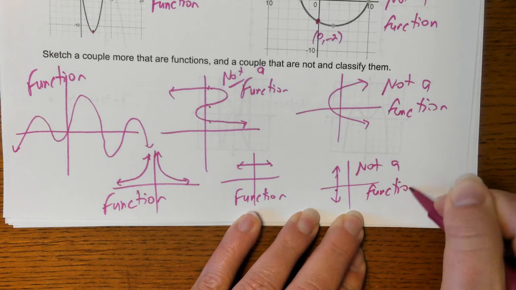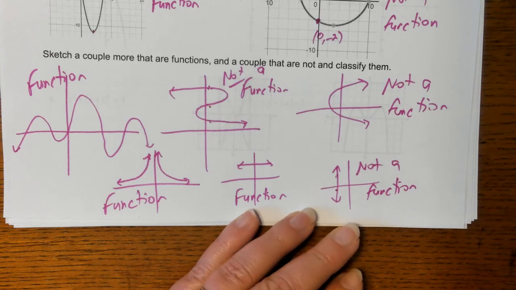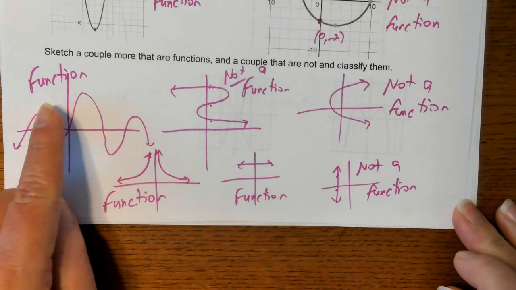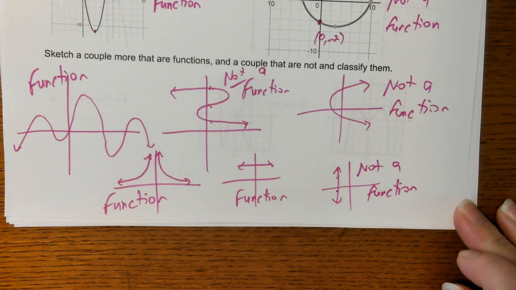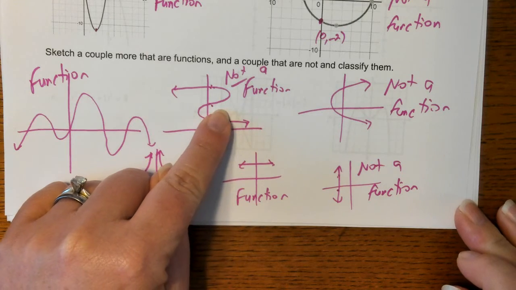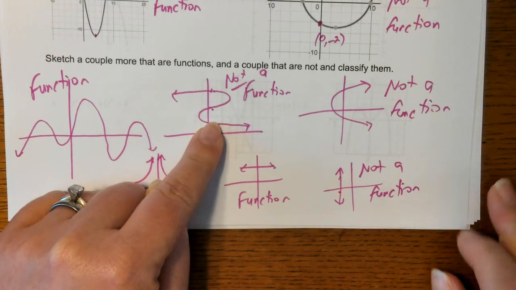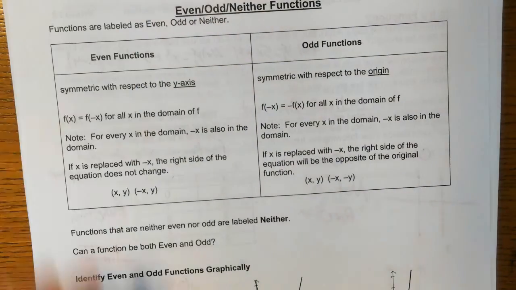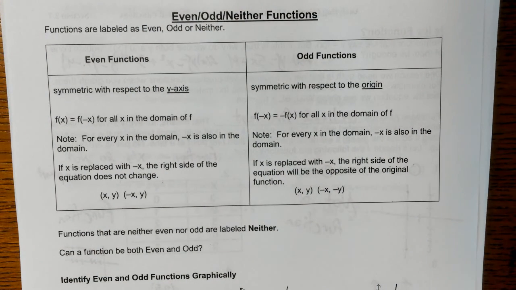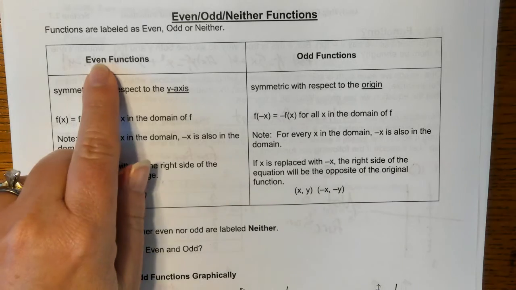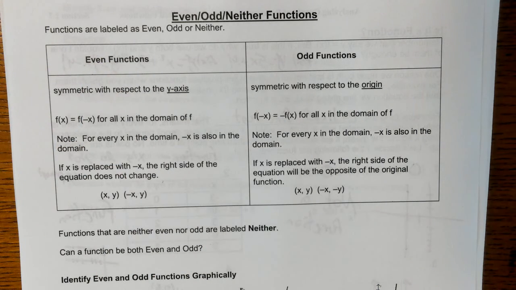So hopefully you could look at a graph and decide whether or not it's a function. If it is a function, then it's appropriate to use f of x instead of y. If it's not a function, then we can't use f of x. You have to stick with y. Okay? All right, something else that happens in our functions is some functions, not all, but some functions can be classified as even and some can be classified as odd.